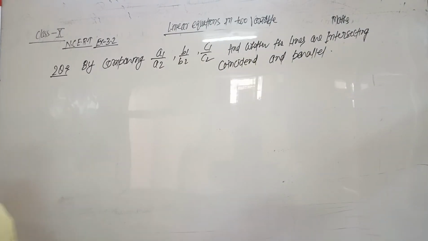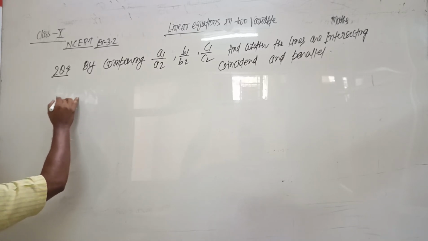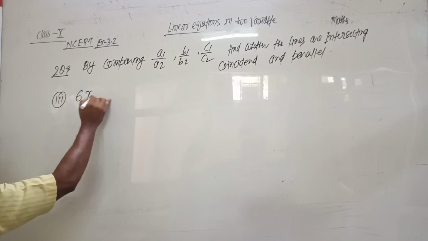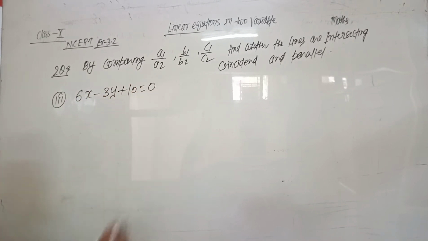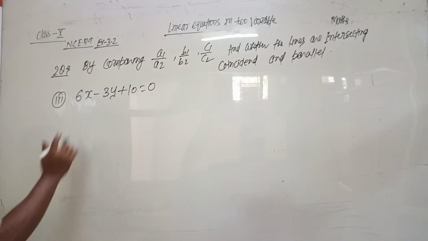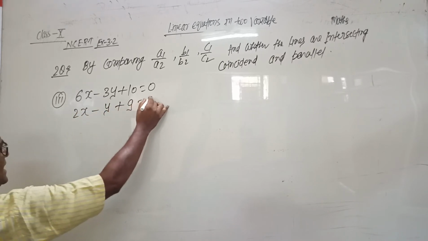See its third part. 6x minus 3y plus 10 equals 0, then 2x minus y plus 9 equals 0.